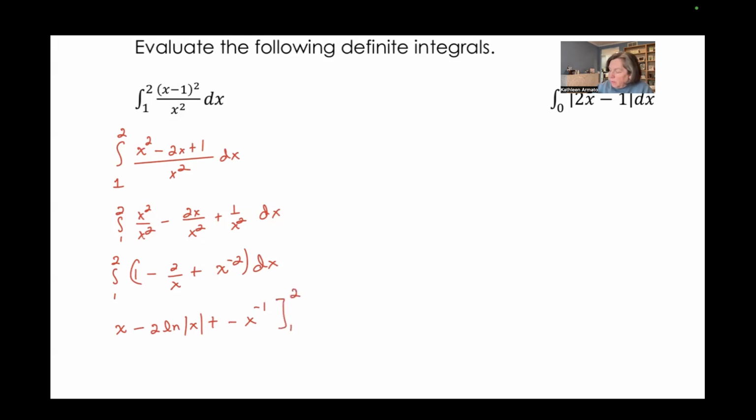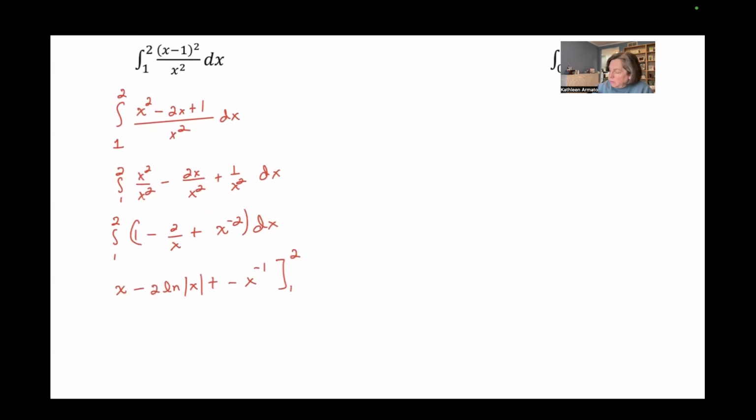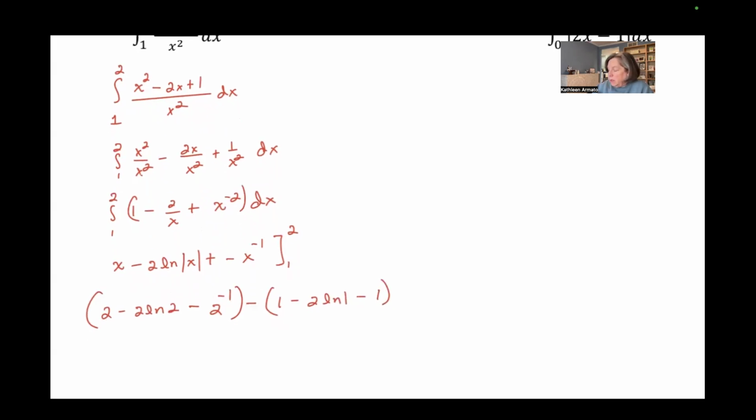And I'm evaluating from 1 to 2, right? That's our fundamental theorem of calculus. Obviously an important one, anytime it's called fundamental theorem, that's a biggie. All right, so I plug in the 2: 2 minus natural log of 2. I can drop the absolute value because the absolute value of 2 is 2. Minus 2 to the negative 1. Okay, that's plugging in the 2. Plugging in the 1: 1 minus 2 natural log of 1 minus 1 to the negative 1, which would be 1.